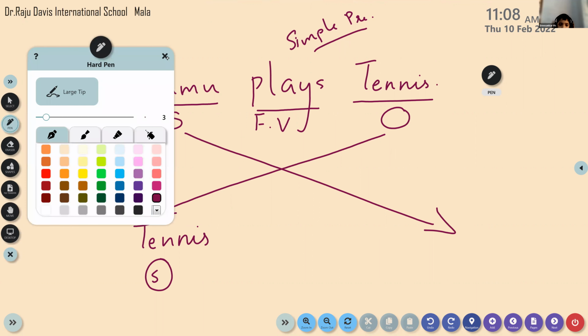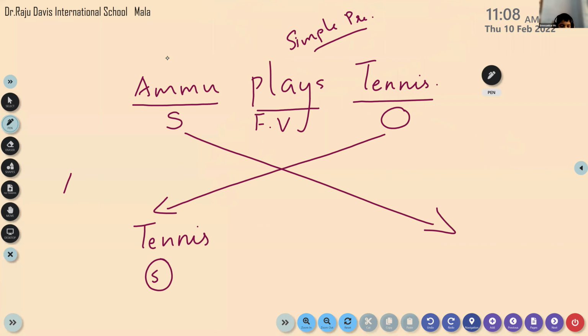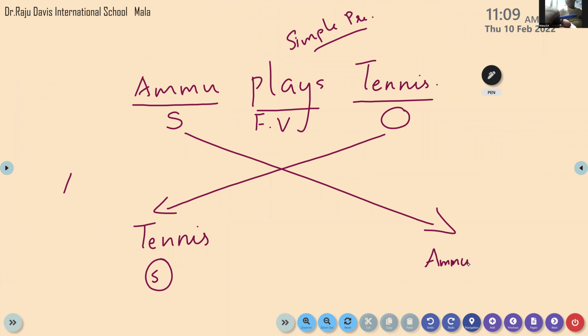And Ammu will be the object. So we have to begin our passive voice sentence with tennis. The subject of the active voice goes into the place of the object in passive voice. So Ammu becomes the object in passive voice. Agree, everyone? Yes, ma'am. Okay, so here Ammu becomes the object and tennis becomes the subject.